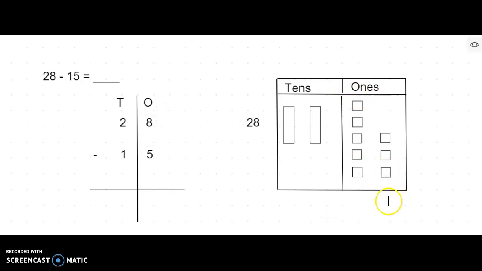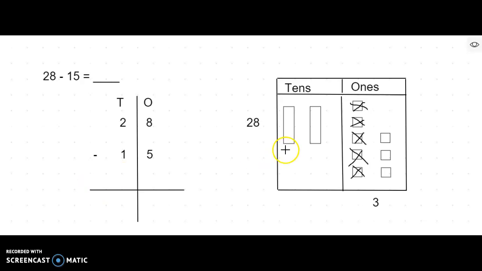Go to my ones where I have my 8 ones in 28, and I'm going to cross out 5 of them. Ready? 1, 2, 3, 4, 5. I've crossed out 5 of my ones. That means I have 1, 2, 3 ones left. I had 8 ones. I crossed 5 out because I had to take away 5. And now I have 3 left.